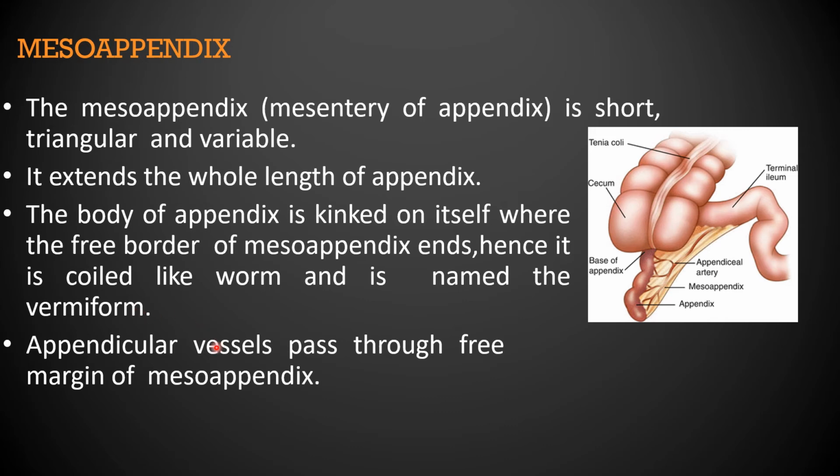Appendicular vessels pass through the free margin of mesoappendix. This is the mesoappendix or mesentery of appendix. Here you can see appendicular artery and its branches passing through it. Then this is the body of appendix. It is coiled like a worm. This is the free margin of the appendix that is attached to the body. Inside this margin it is coiled like a worm, so it is called a vermiform appendix.